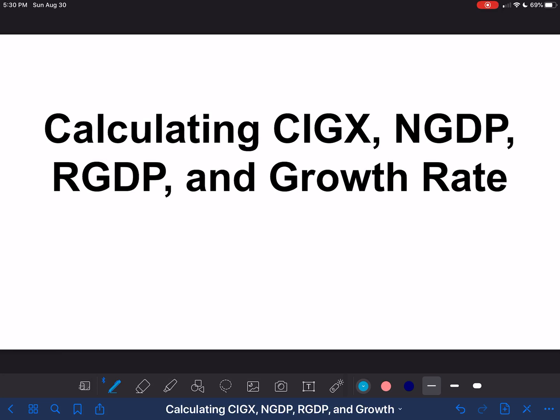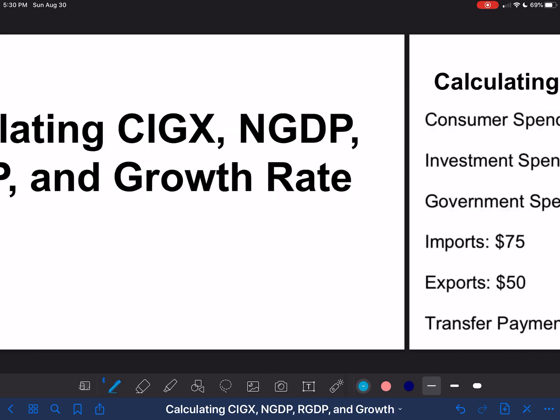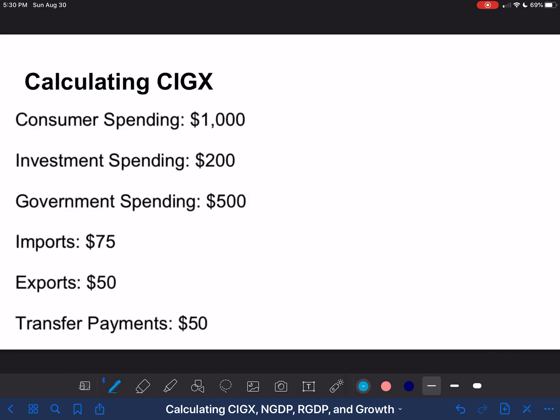This is going to go over calculating CIGX, nominal GDP, real GDP, and our growth rate. We're going to be using some equations here to calculate these numbers. Let's start first by calculating CIGX. This is our expenditure approach to GDP.